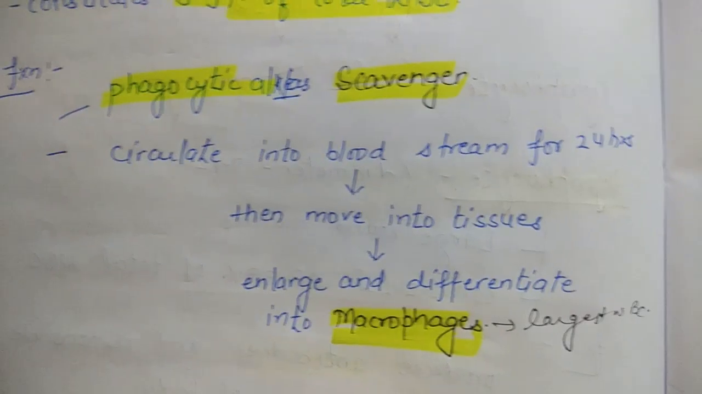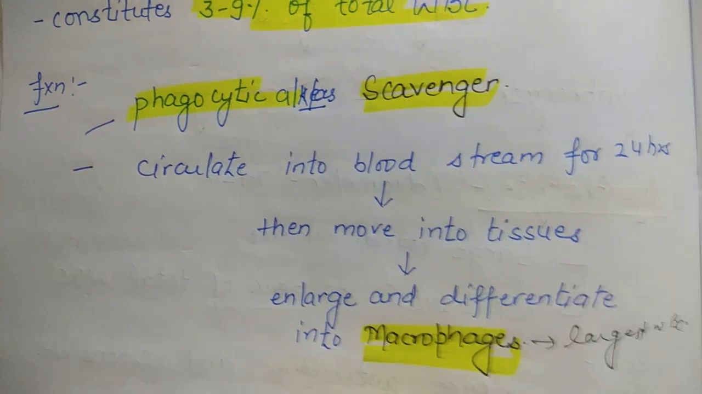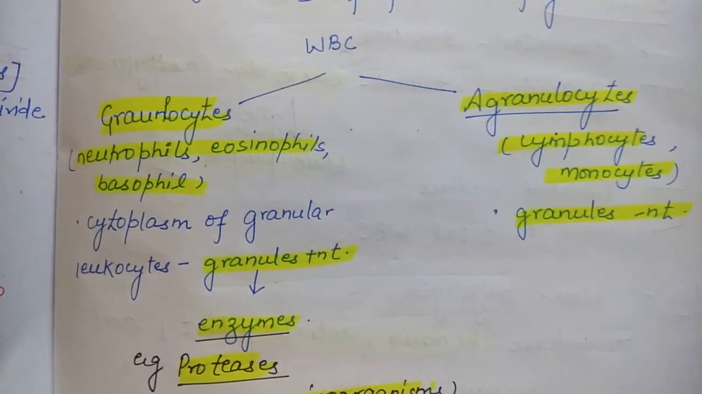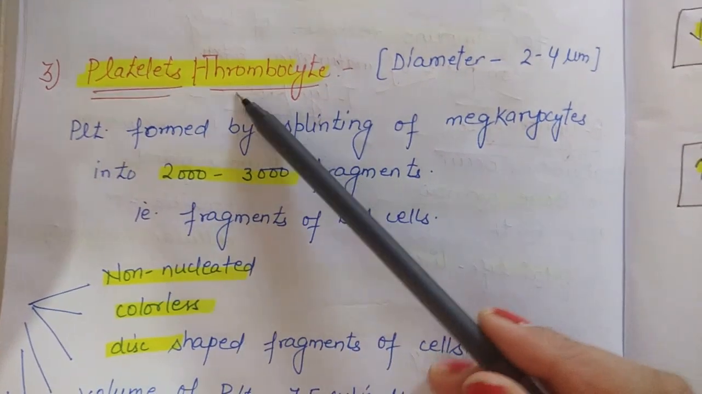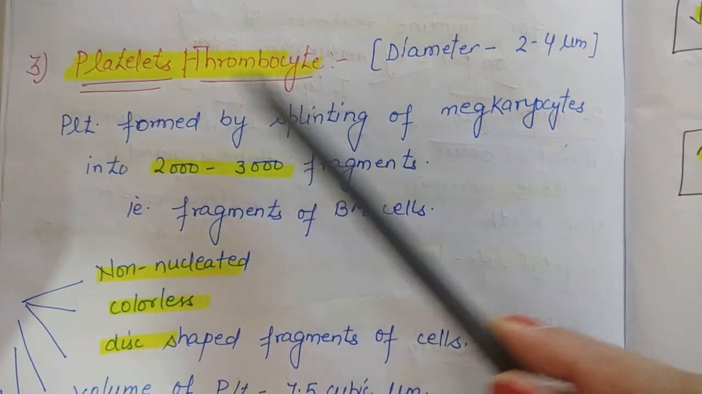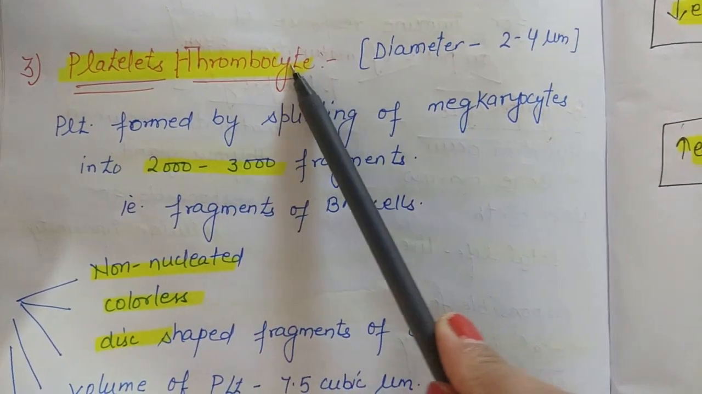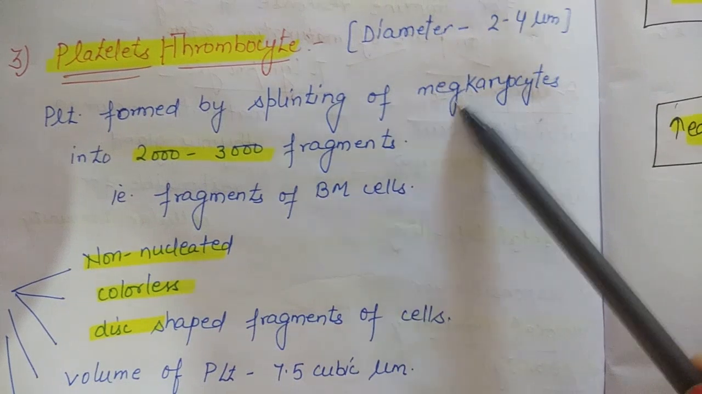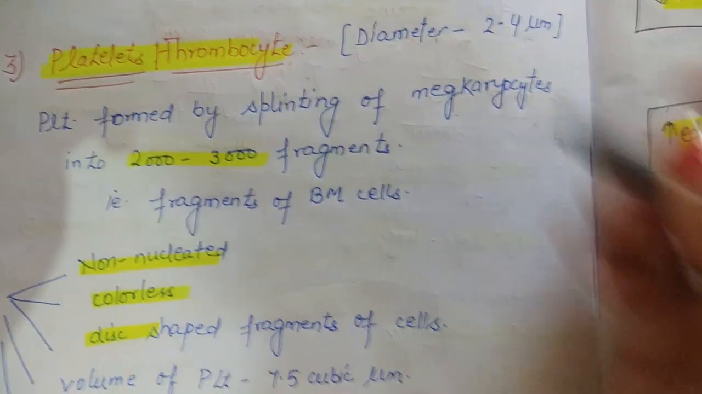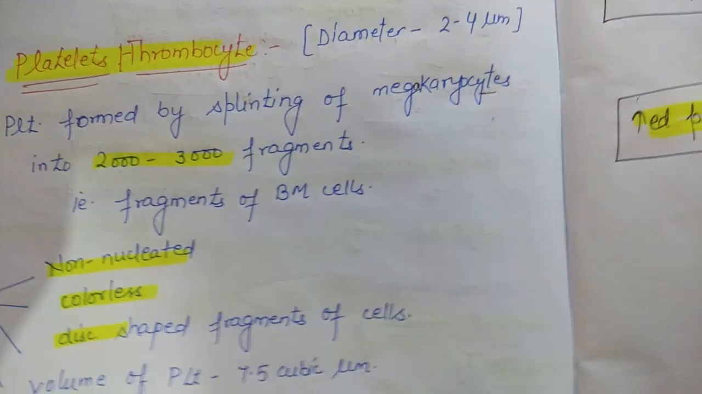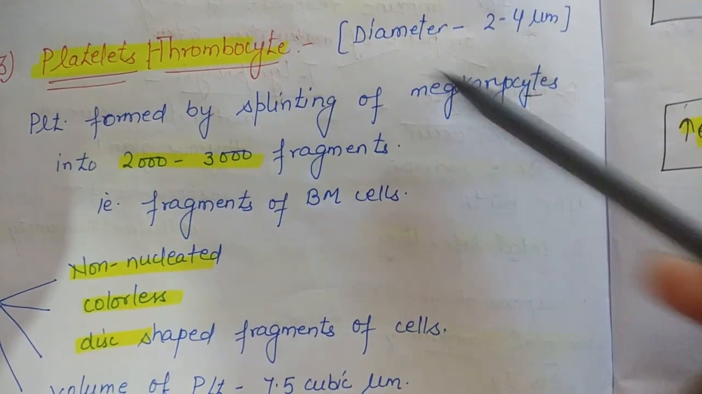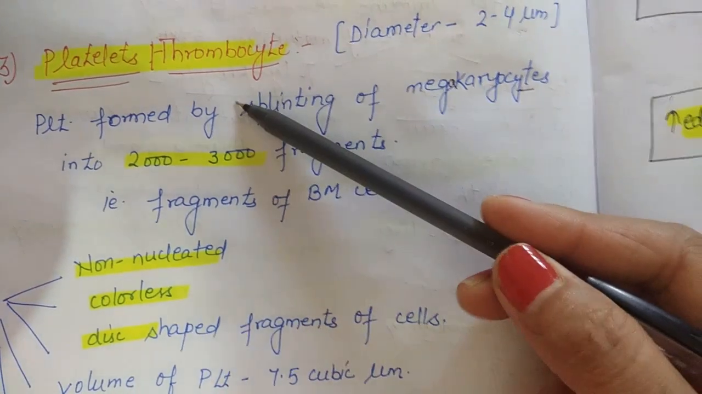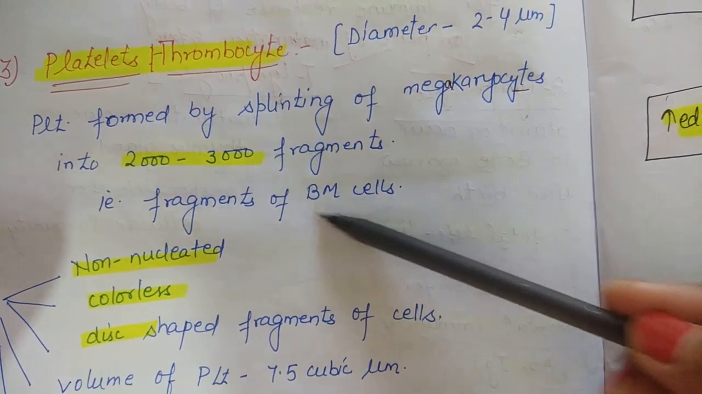So this was related to the second component, that is WBC, in which we have already discussed granulocytes and agranulocytes. Now continuing with the third component of the cellular component, that is platelets. Platelets are also known as thrombocytes. The diameter of a platelet is 2 to 4 micrometer. Platelets are formed by splitting of megakaryocytes. Mega means large, karyo means nucleus, cyte means cell. That means the cells which have a large nucleus are divided into fragments, 2000 to 3000 fragments. So platelets are fragments from the bone marrow.